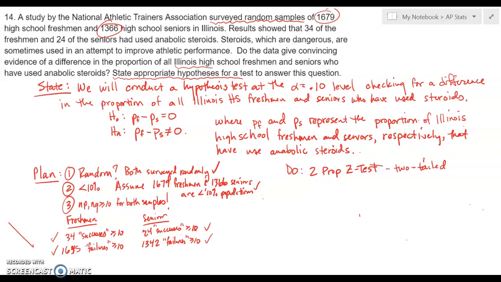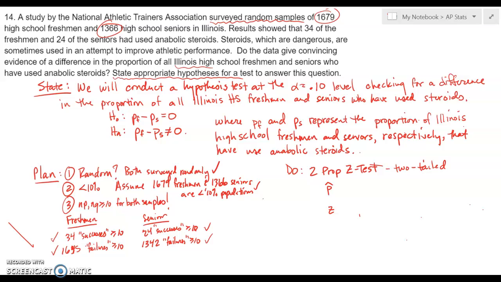So we'll make note of that. And then under the do section, we're going to use our calculator, but there are two things that we want to make sure that we include. The two things first are p hat, or the differences in our proportions, and also we want to find our z. So we'll go through the calculations on those. First, let's start with p hat.